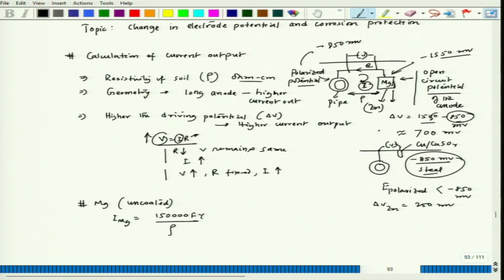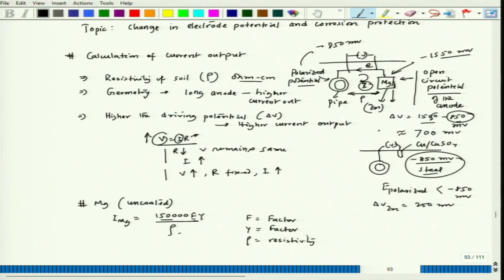Now, these values we can get from different tables. To arrive at this equation, there are background calculations and equations guiding that, but let us not get into those complications. In a simplified way, we can put it like this, where F is a factor, y is also a factor, and rho is the resistivity.